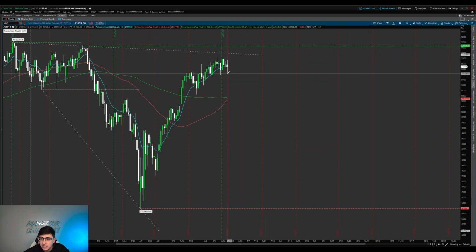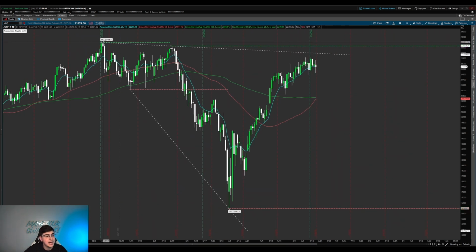So 9 times out of 10, if we come back up to this level around maybe 22,397, most likely it's going to hit that level and sell off. Or if it closes above that level, we might actually make all-time highs and pass above these levels.